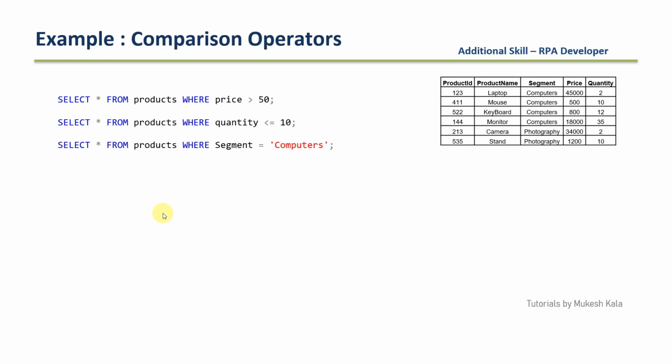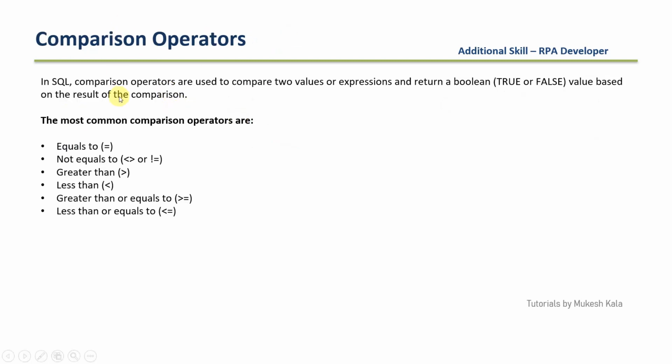These are the examples on this table which we have seen that selects everything from the product where price is greater than 50, less than 50, segment is equal to computer. This we have already explored, right? So these are the examples of the comparison operators. Quick recap, you have all these comparison operators available. So the idea is go back and practice the comparison operators at least once so that you don't forget it.